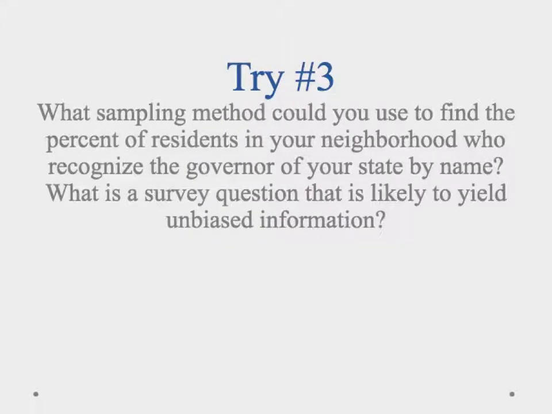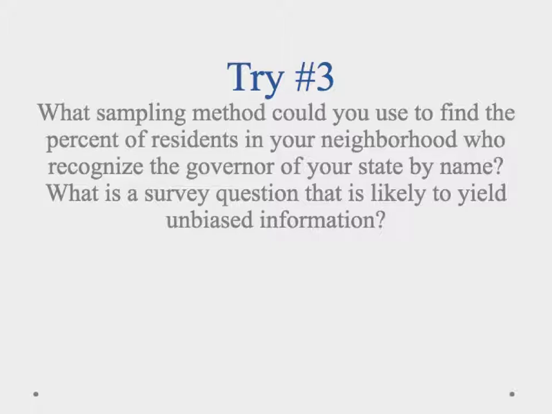All right, so then in try 3, it says, what sampling method could you use to find the percent of residents in your neighborhood who recognize the governor of your state by name? What is a survey question that is likely to yield unbiased information? So again, I wouldn't necessarily consider a convenience one here, but I would probably do systemic, maybe every other house. You could ask every other house in your neighborhood, which kind of makes it random, but it's also systemic.